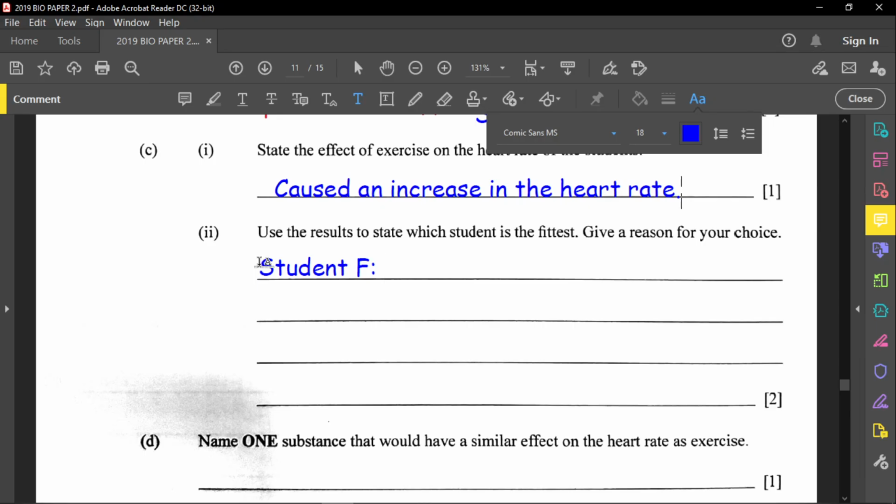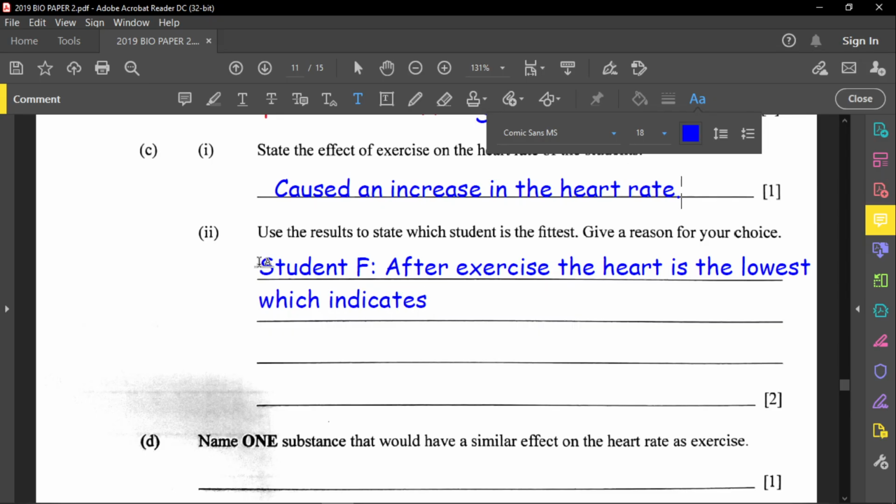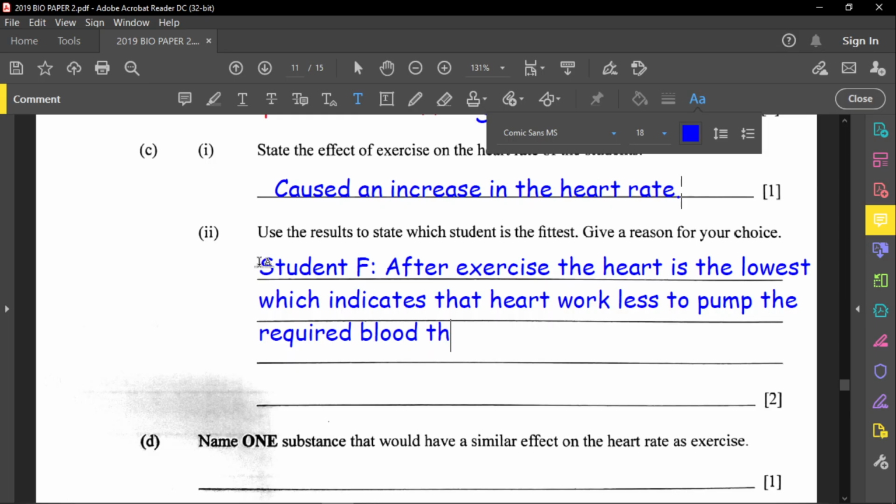Now, but why is student F the fittest? Because after exercise, the heart rate is the lowest, okay? Which indicates that the heart works less to pump the required blood to the cells.